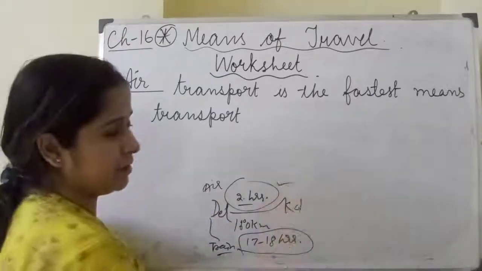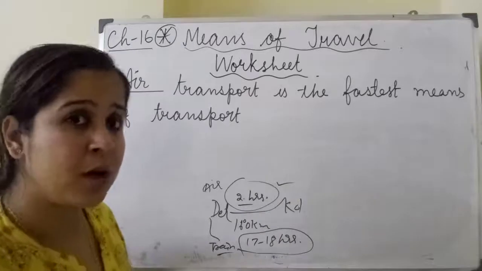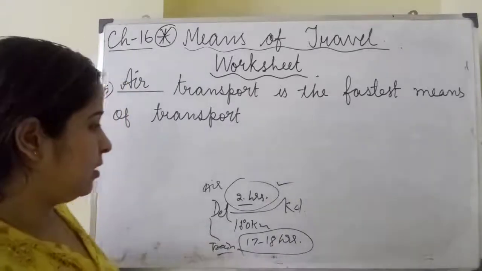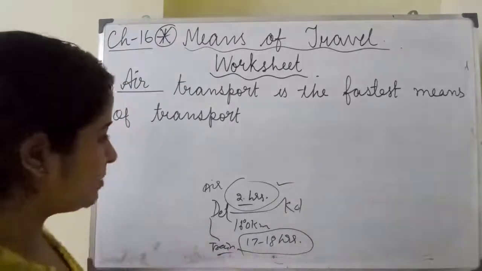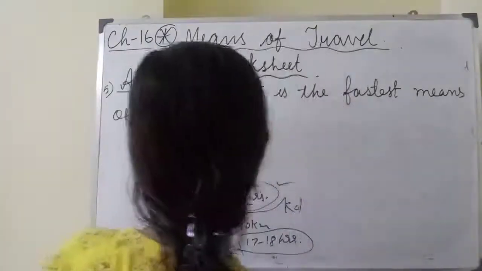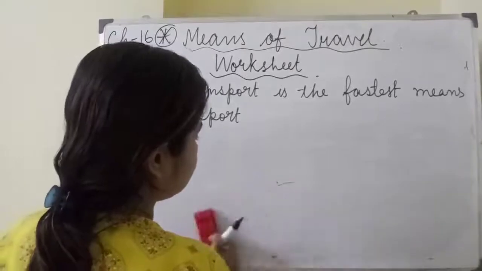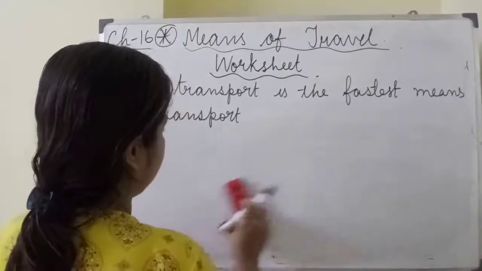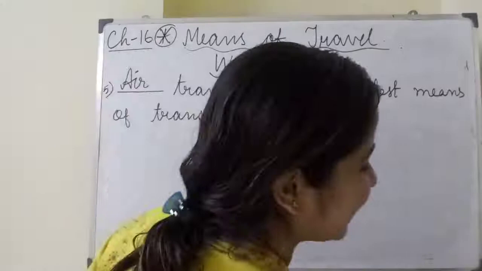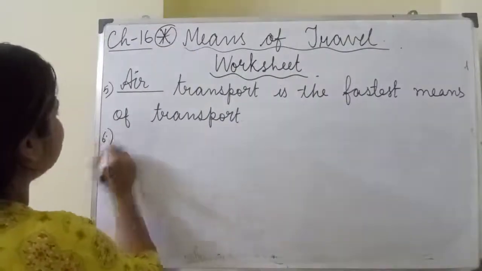It is the airplane. Airways is the means of transport which is saving our time. Yes, it is a bit expensive, but saving time is more important. So which is the fastest means of transport? It is air transport, because I am saving my time. I am traveling in such a way.